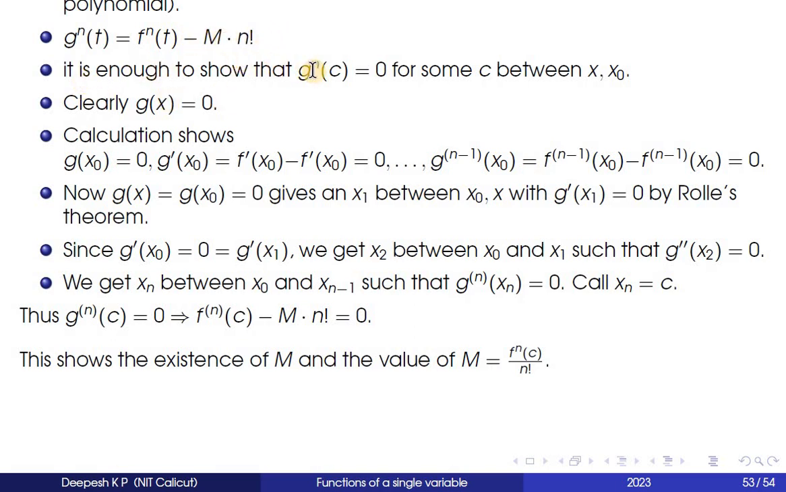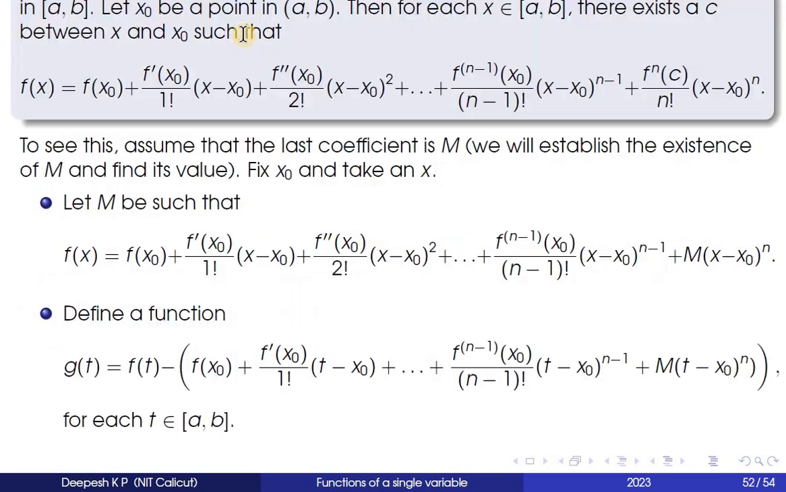So if you show that g has its nth derivative at some point c vanishing, then the problem is over, because if gn of c equal to 0, you know that fn of c minus m into n factorial is equal to 0. So what will be m? M will be just fn of c divided by n factorial. So that will prove everything, that the existence of m, and m will be obtained as the required one, that is fn c divided by n factorial.